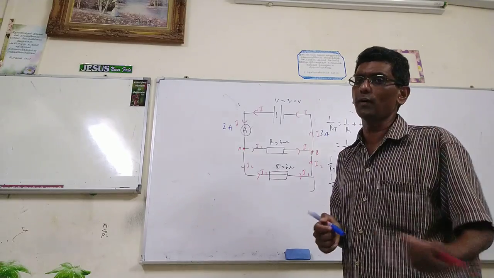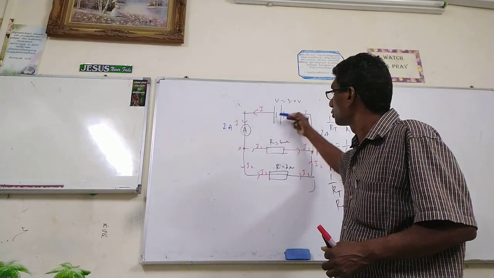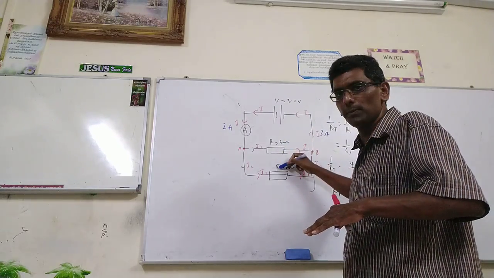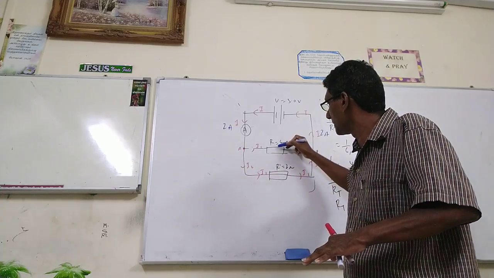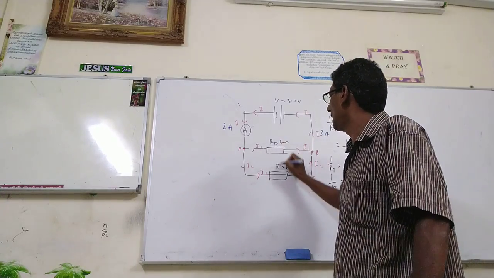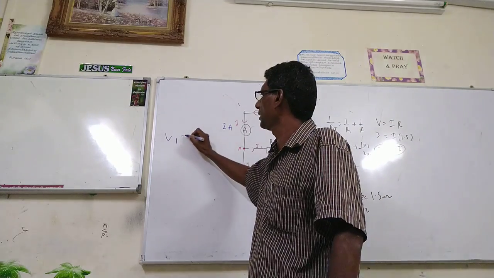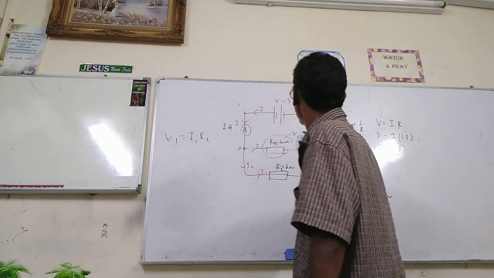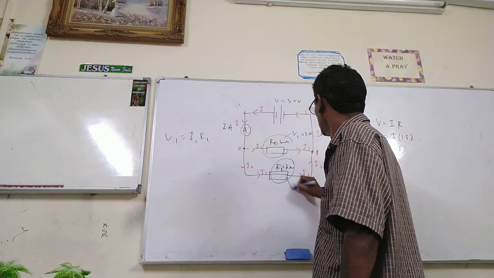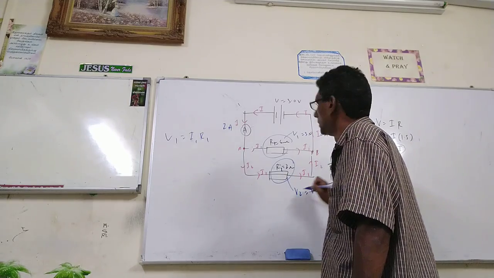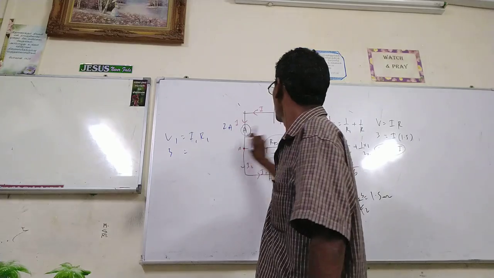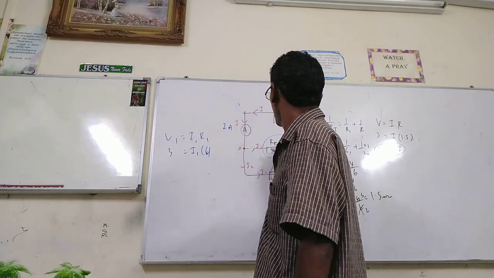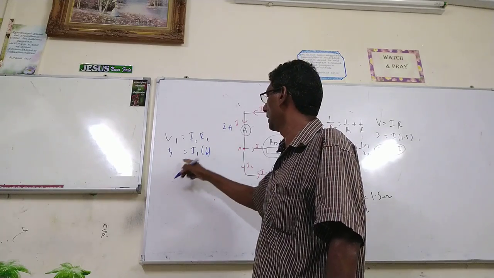To find I1 and I2, you take the total voltage. For a parallel resistor, the voltage is the same, 3 volt and 3 volt. So V1 equals I1 times R1. V1 is 3 volt, V2 is also 3 volt. I1 we don't know, R1 we know is 6 ohm. So I1 is 3 divided by 6.